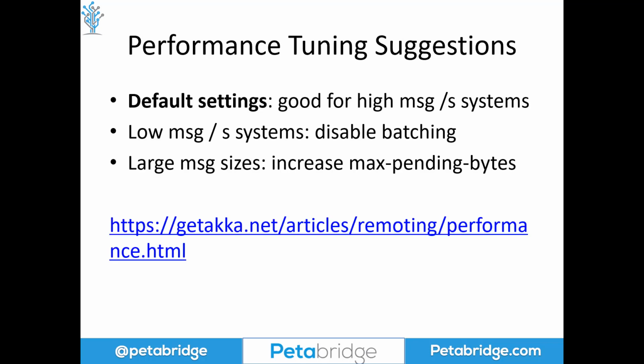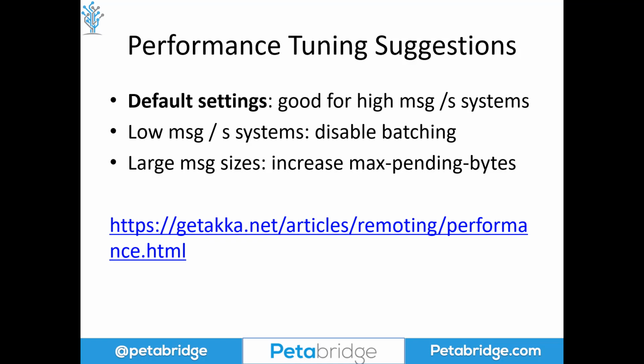On the next slide are some suggestions for how to go about performance tuning your code. The default settings that Akka.Remote ships with right now are very good for high message per second systems. You can try increasing or decreasing the number of messages per second to see how that affects your performance. But for systems with relatively low numbers of messages per second, where let's say your system is largely idle most of the time, but whenever you do receive a message you need to respond to it very quickly, it might be best in that use case to disable batching altogether, because the batching system is designed for more frequent, continuous communication from point to point.